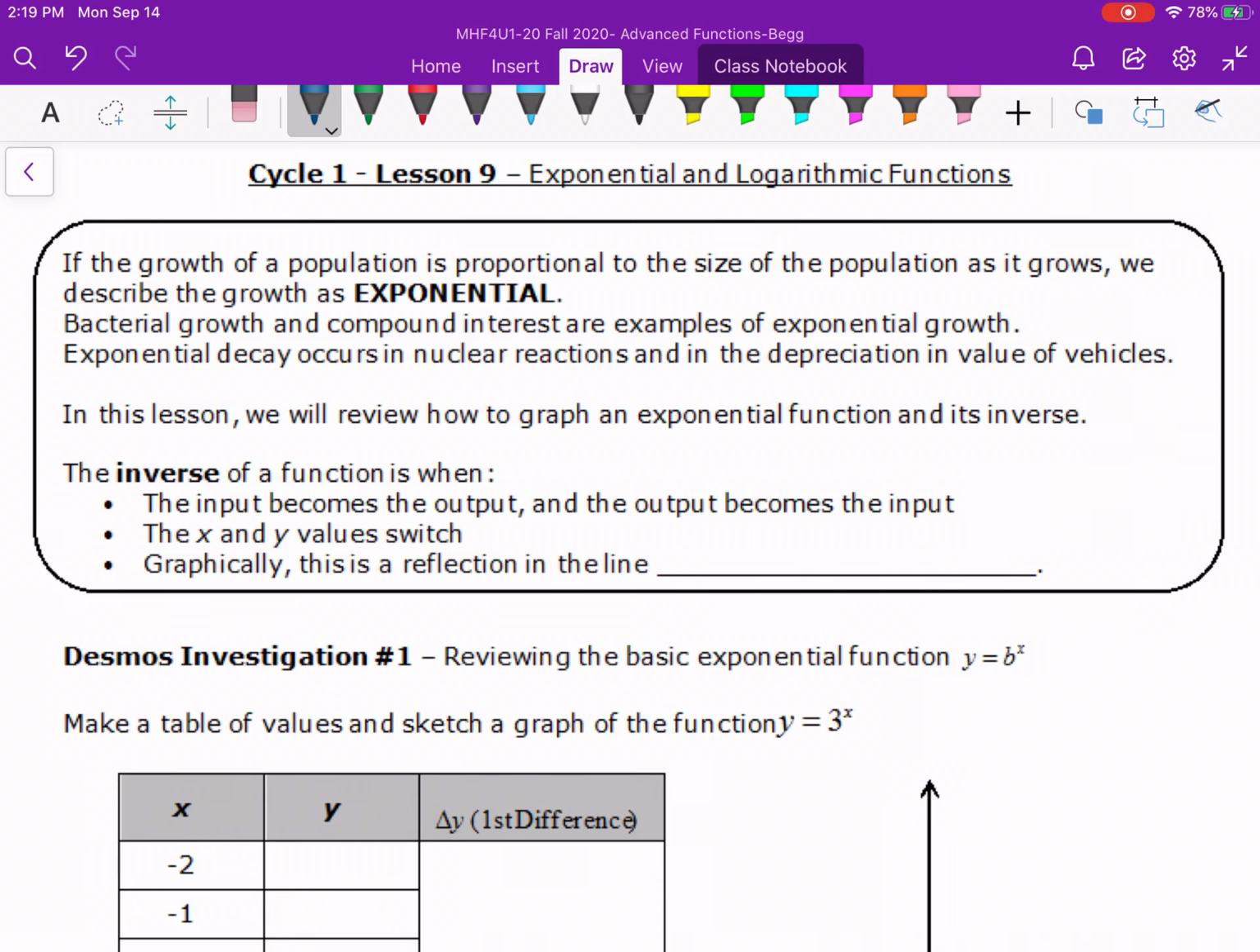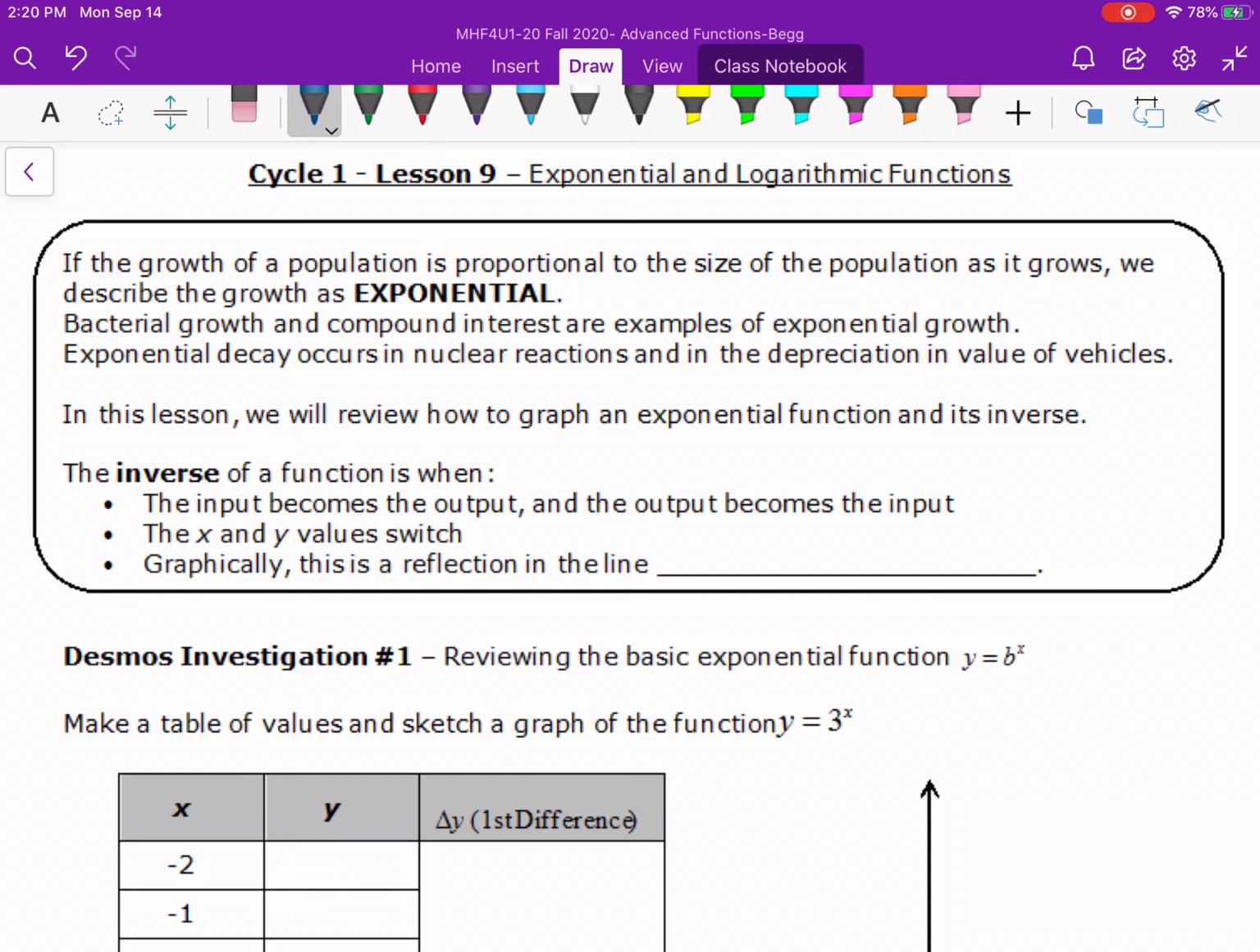Cycle 1, Lesson 9. In this lesson, we're going to move on to exponential and logarithmic functions. So just a quick recap of what an exponential function is. If the growth of a population is proportional to the size as the population grows, we describe it as exponential. Examples of exponential growth would be bacteria in a person or in a petri dish. Compound interest, that's a financial one.